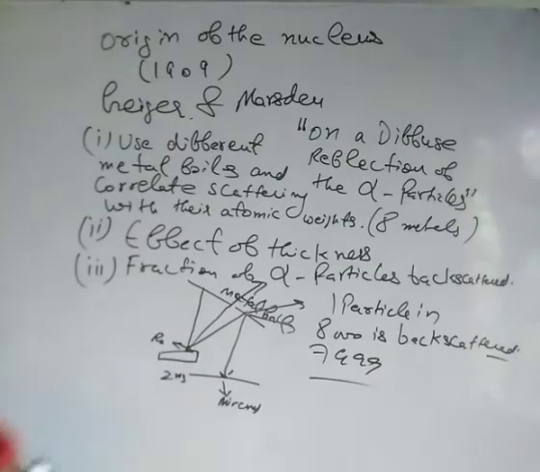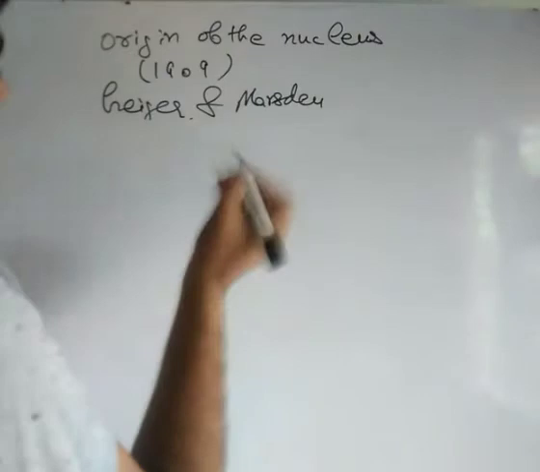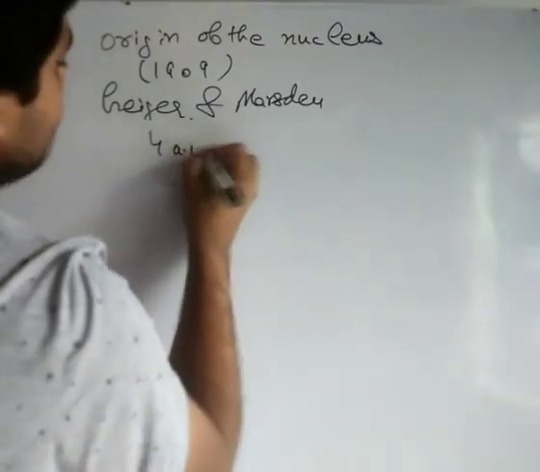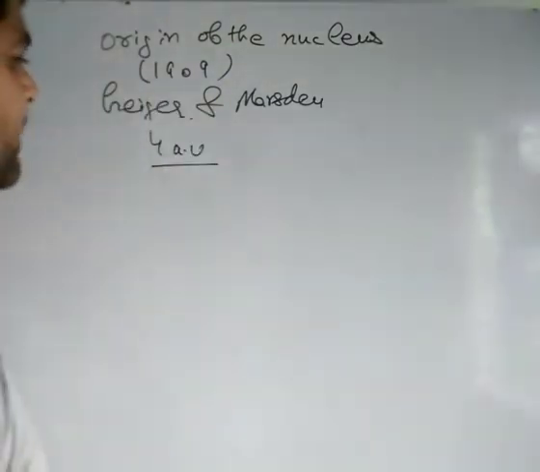Why? I will tell you why. Now, you know that an alpha particle is basically a nucleus of helium. The nucleus of helium is an alpha particle. It means an alpha particle basically has an atomic weight of 4 atomic units.